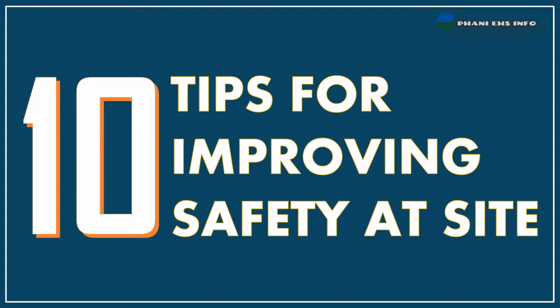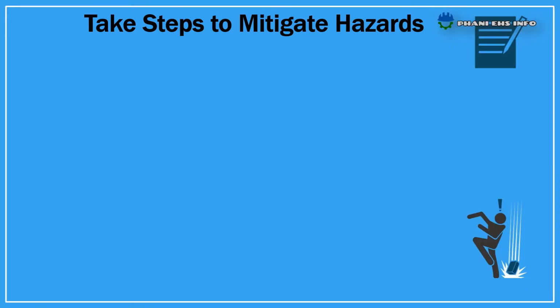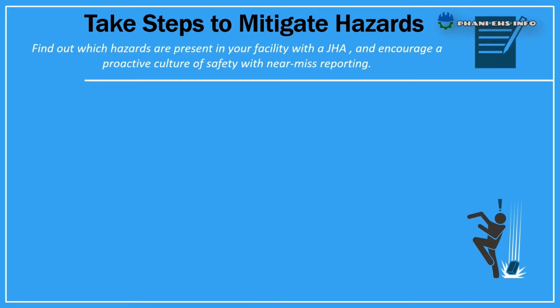Today I am going to talk about 10 tips for safety professionals for mitigating hazards, avoiding workplace incidents and improving safety. The first one, take steps to mitigate hazards. Find out which hazards are present in your facility with JHA and encourage a proactive culture of safety with near-miss reporting.